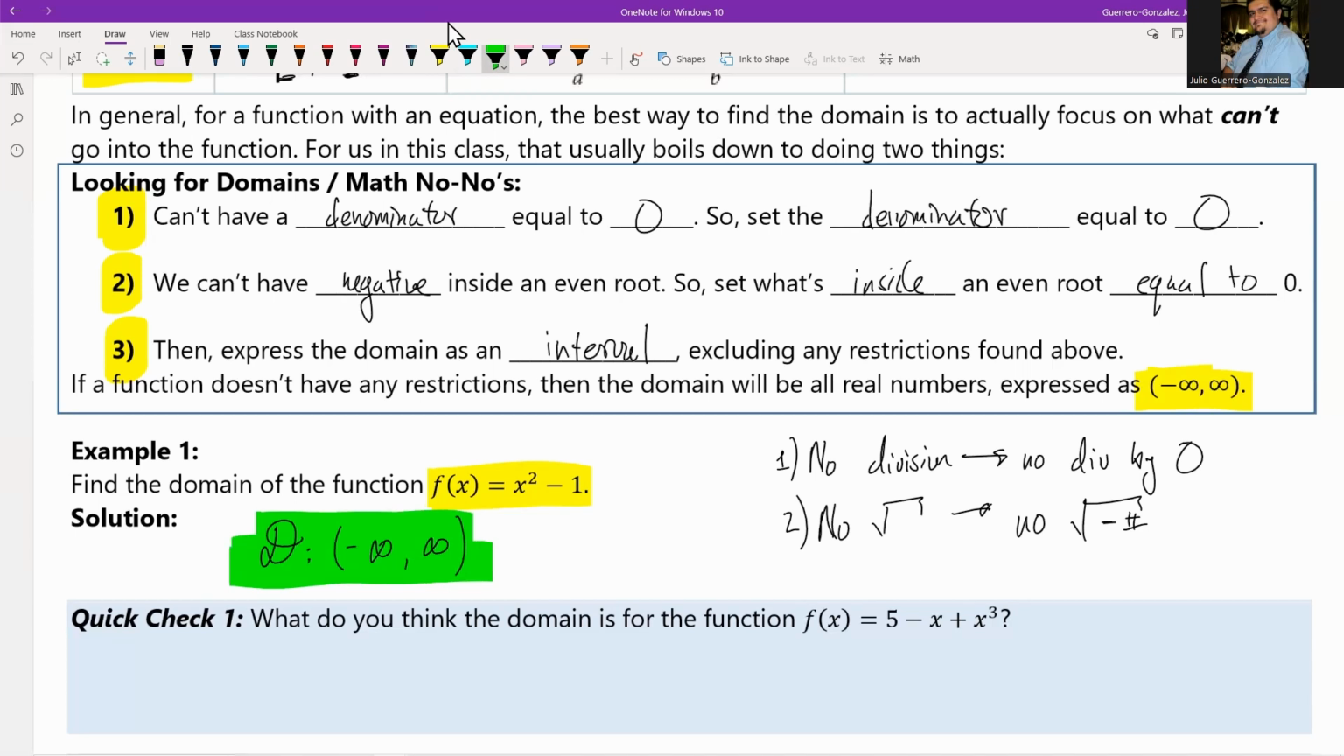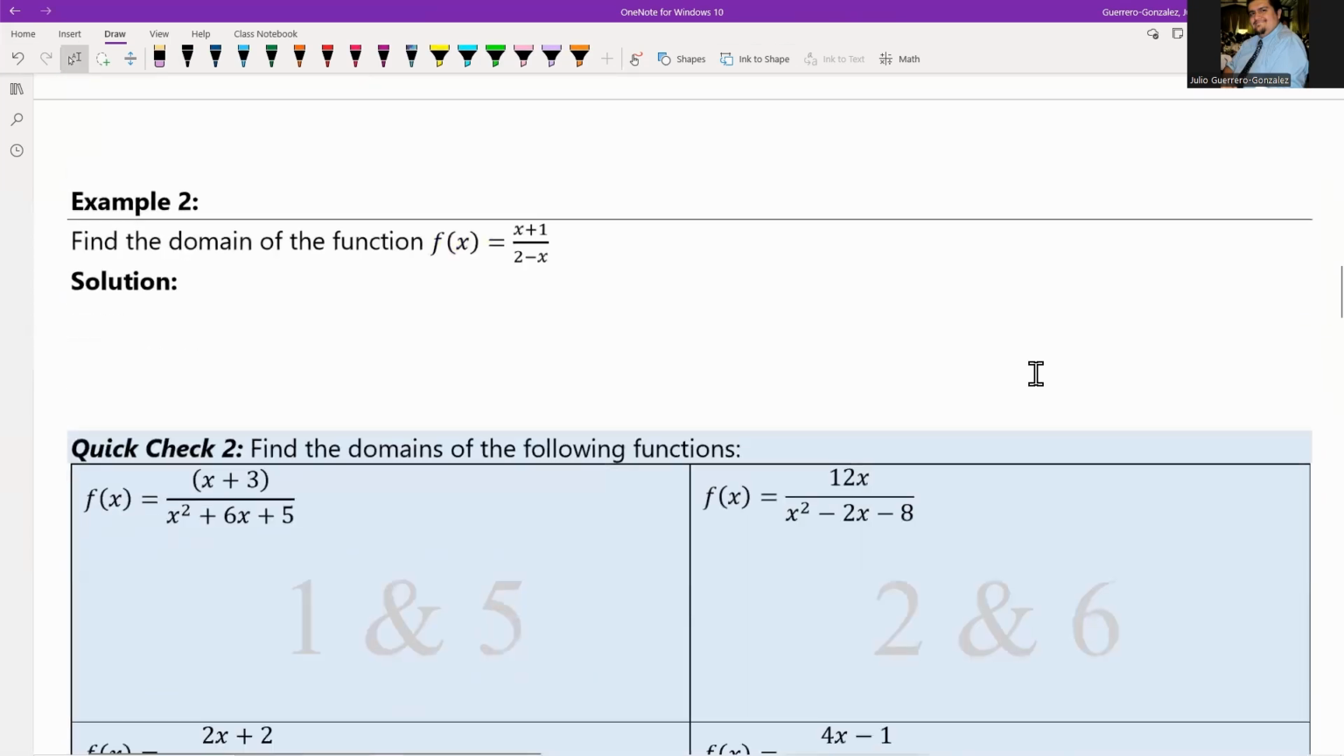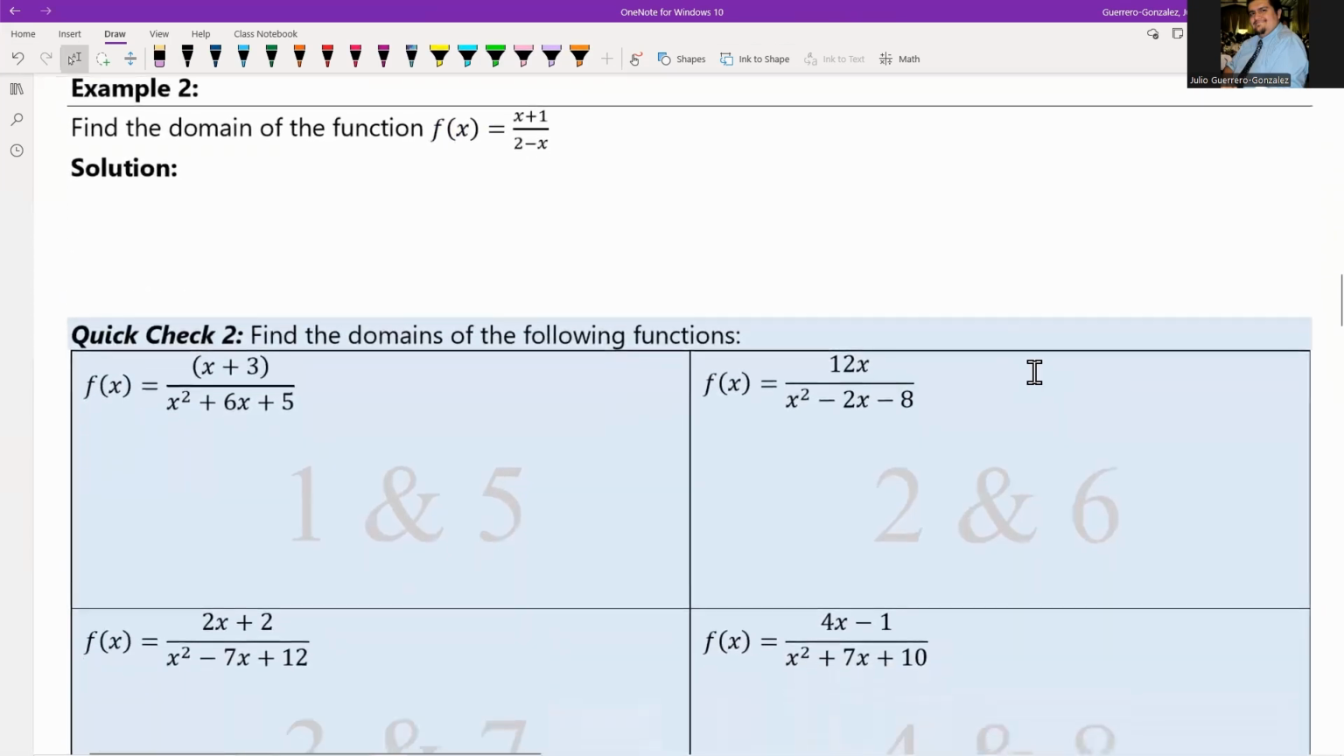Okay. So in this case, there are no restrictions, right? This was a simple case. Let's move on to the next example, okay? Find the domain of this function right here. So now we're looking at this one, okay?